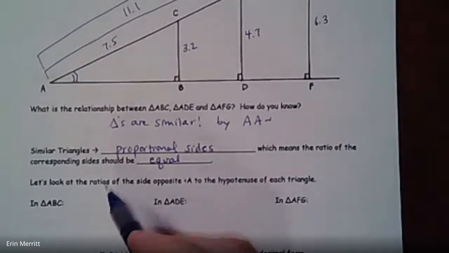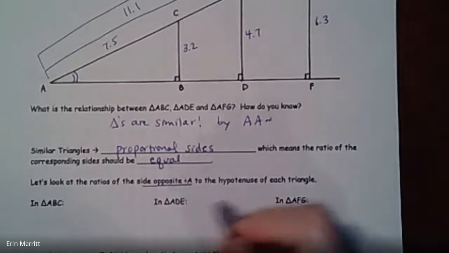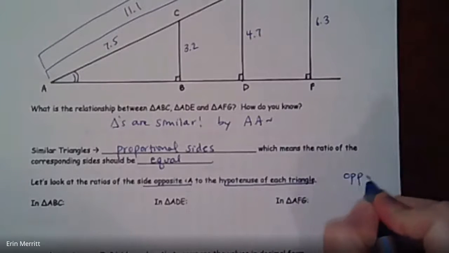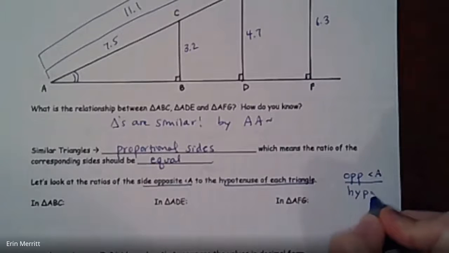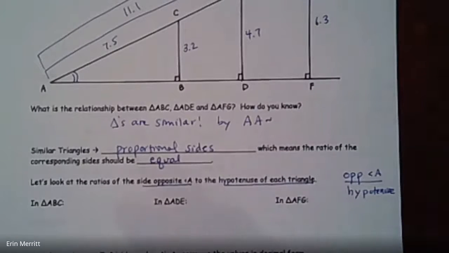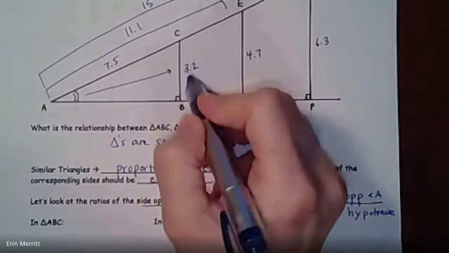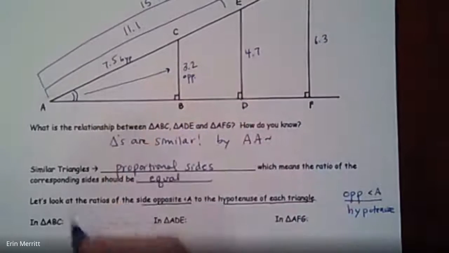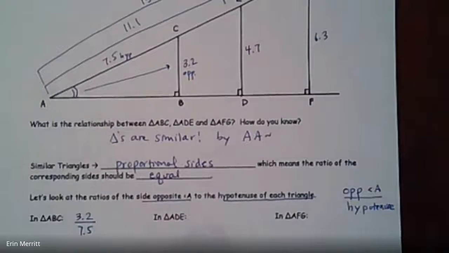So let's try it. It says, let's look at the ratios of the side that's opposite angle A and then the hypotenuse of each. So opposite of angle A and then over the hypotenuse of that particular triangle. So in triangle ABC, the side opposite angle A, that would be this guy, the 3.2. This would be our little hypotenuse. So it'd be 3.2 over the hypotenuse of 7.5.